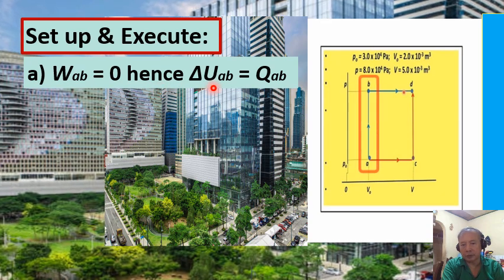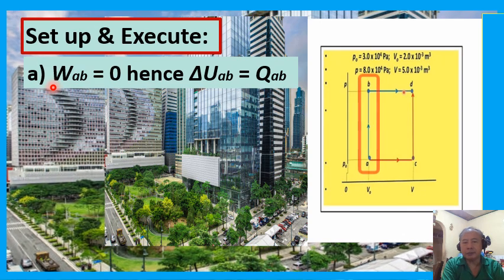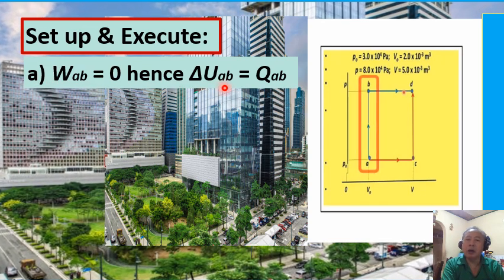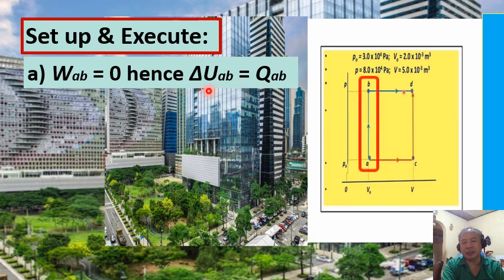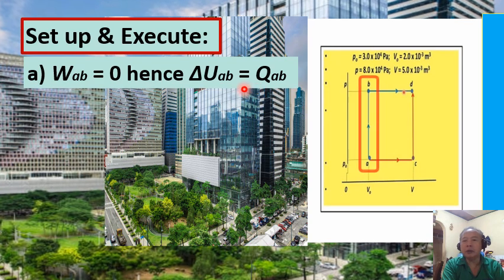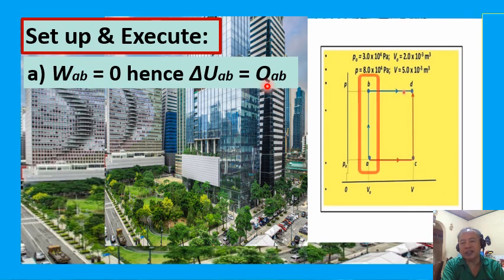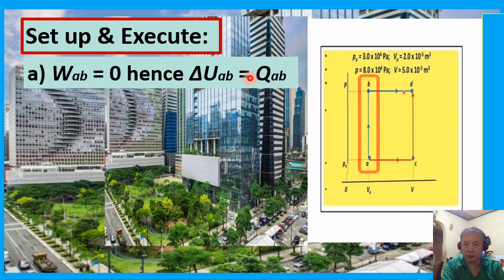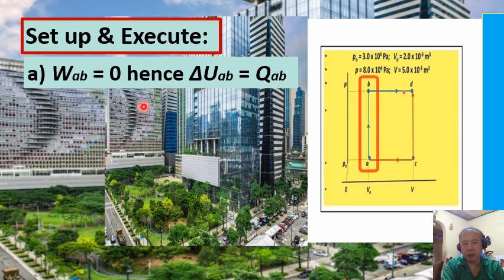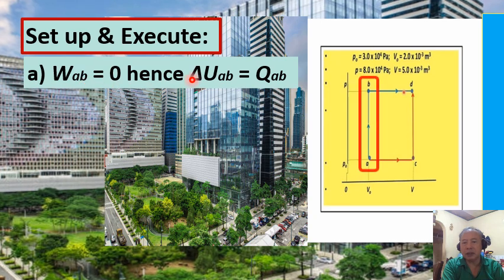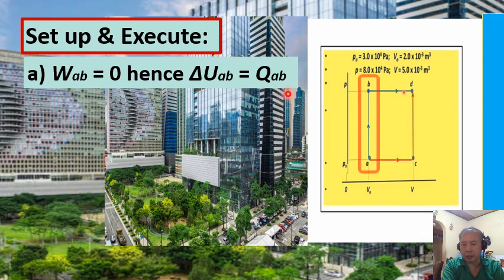And based on the first law of thermodynamics, if the work done, either by the system or on the system, is zero, then it follows that the change in the internal energy of the system is just equal to the amount of heat that is transferred, either to the system or from the system, or capital Q. So in our case, we are talking about the work done along the path AB, the delta U along the path AB, and the heat transferred along the path AB.